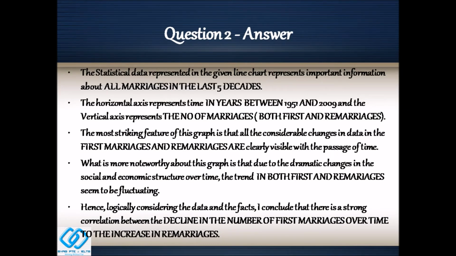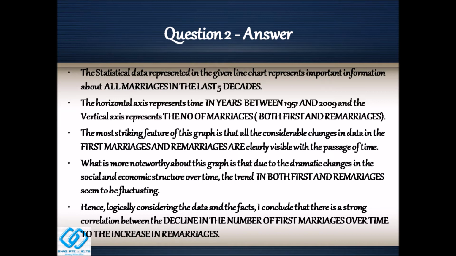The statistical data represented in the given line chart represents important information about all marriages in the last 5 decades. The horizontal axis represents time in years between 1951 and 2009, and the vertical axis represents the number of marriages, both first and remarriages. The most striking feature of this graph is that all the considerable changes in data in the first marriages and remarriages are clearly visible with the passage of time.